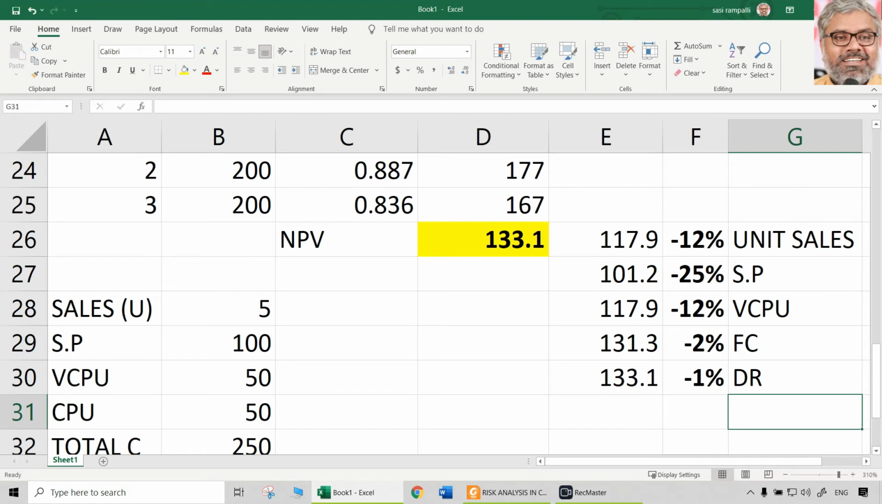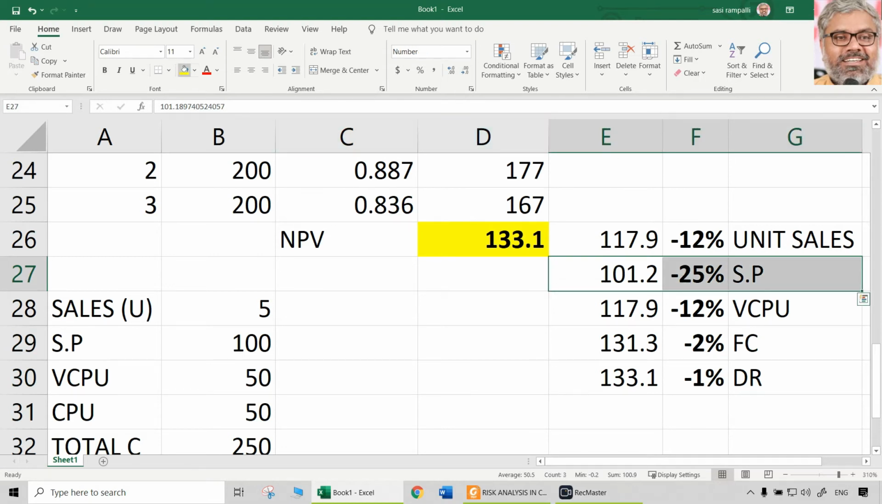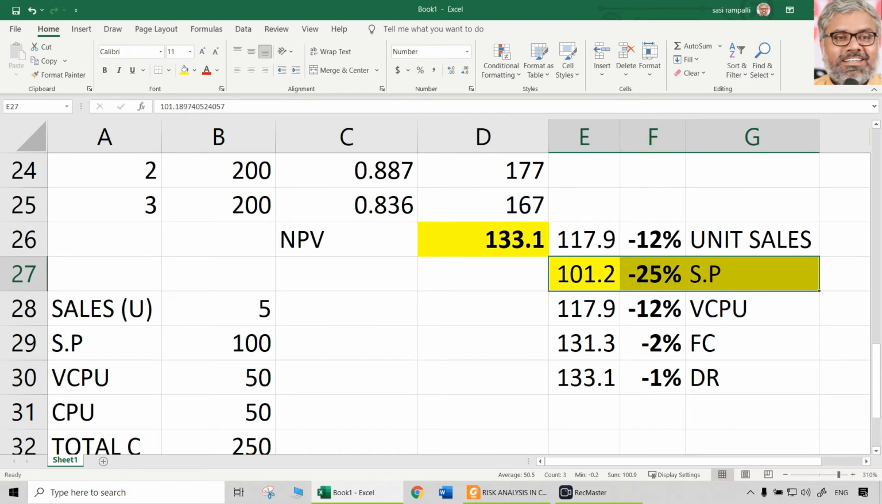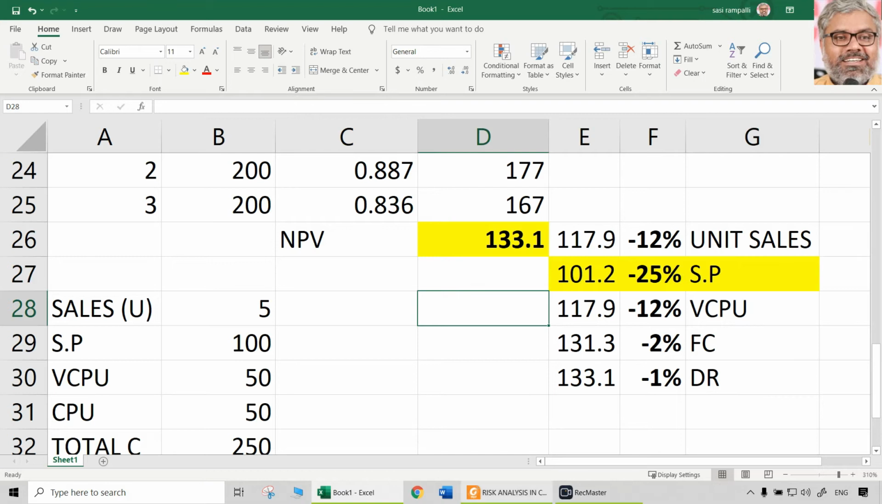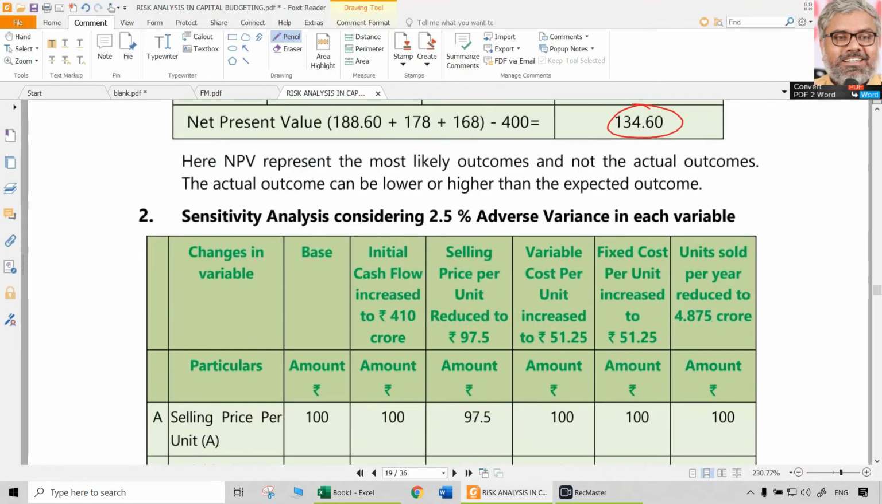So when unit sales decreased by 2.5%, NPV decreased by 12%. When selling price decreased by 2.5%, NPV decreased by 25%. Variable cost per unit increased by 2.5%, NPV decreased by 12%. Fixed cost increased by 2.5%, NPV decreased by only 2%. When discount rate increased by 2.5%, the total NPV decreased by only 1%. So where the sensitivity is most, it is to the selling price. So naturally, that is the factor on which the company and management have to be more careful and watchful. That is the advantage or purpose of sensitivity analysis. That's it. That is sensitivity analysis.